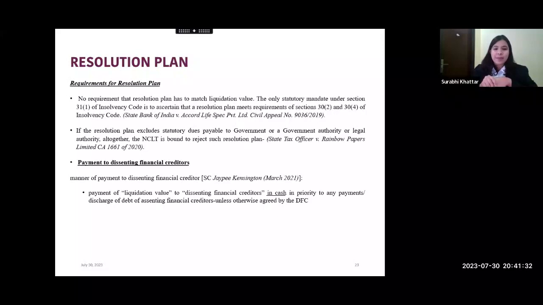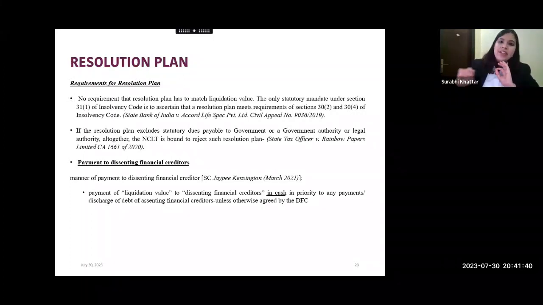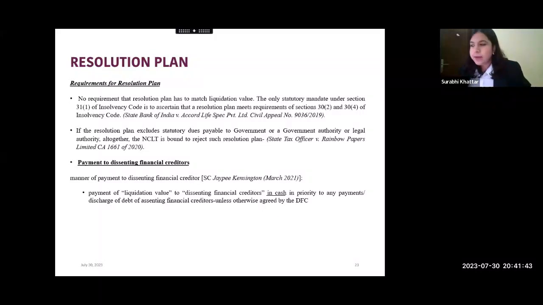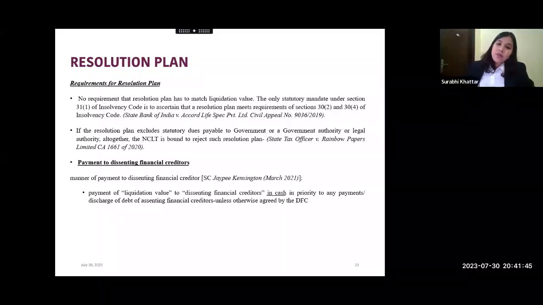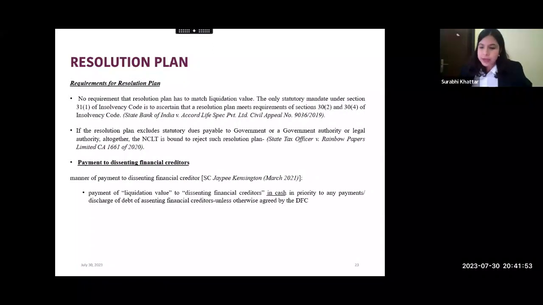Now, there are certain mandatory contents of a resolution plan that we'll come to in a minute. But broadly, the resolution plan is required to be compliant as per Section 30, subclause 2 of the Insolvency and Bankruptcy Code. In fact, Supreme Court has even held in Maharashtra Seamless that a resolution plan can be below the liquidation value of the corporate debtor.